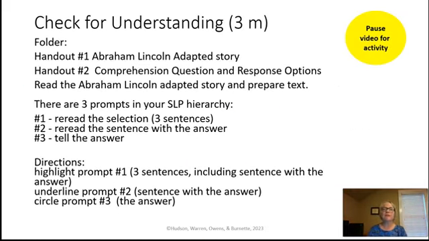Let's pause to check for understanding. For this activity, you'll work individually to prepare the text for teaching comprehension using the system of least prompts. There are 3 prompts in your hierarchy, as described on this slide. In your folder, locate handouts 1 and 2, read the selection of the Abraham Lincoln story, and highlight prompt 1, underline prompt 2, and circle prompt 3. You'll use this adapted text for a later activity. Facilitators, please pause the recording to give participants an opportunity to prepare the adapted text.